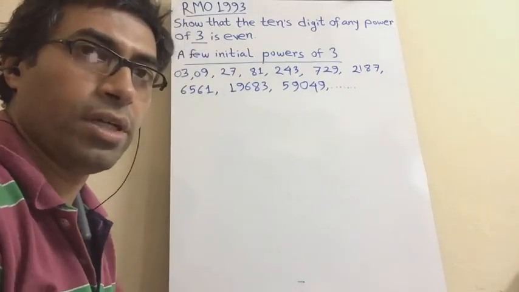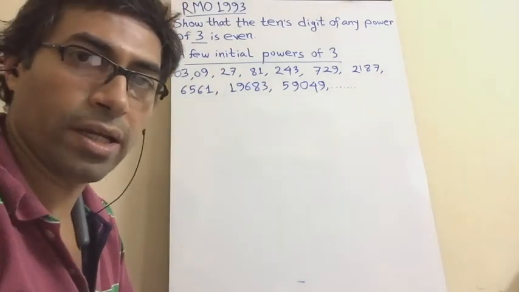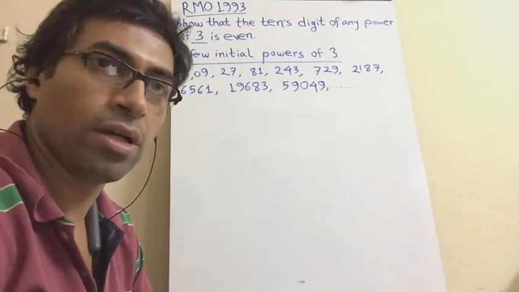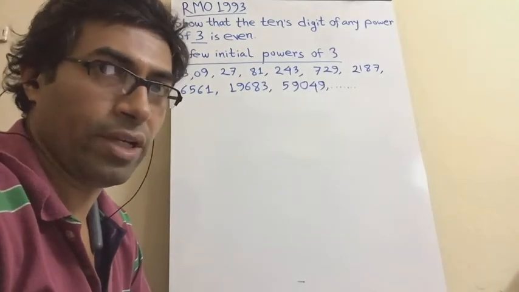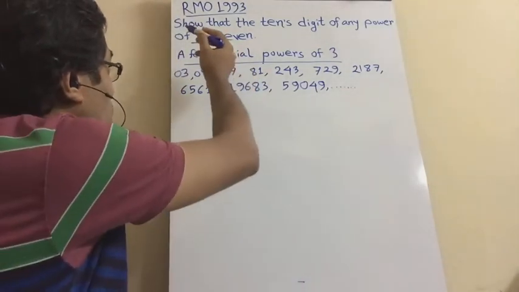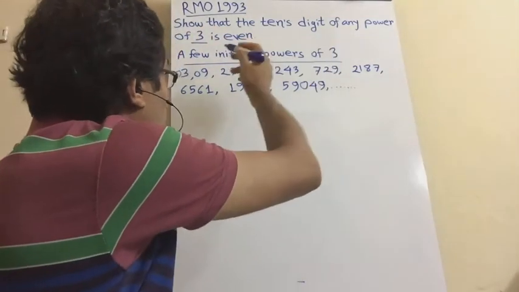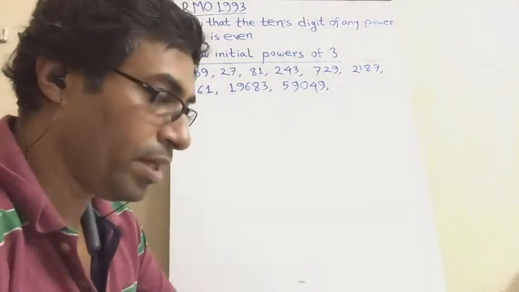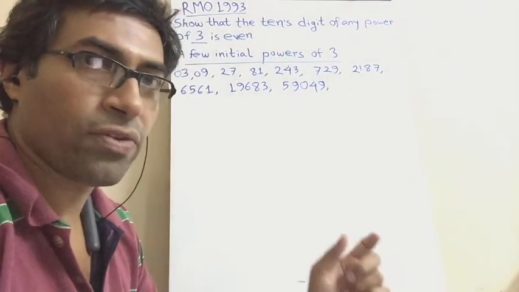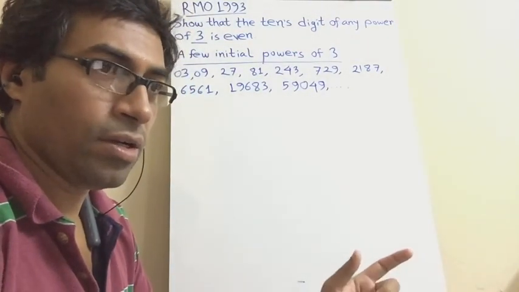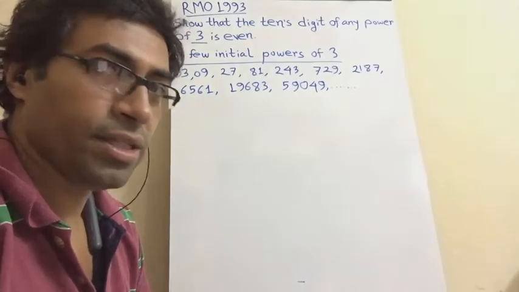Hello friends, here we are going to solve a question from the Indian Regional Mathematics Olympiad, or RMO, of 1993. And here is the question. We have to show that the tens digit of any power of 3 is even. That means the second digit from the right for any power of 3 is even.